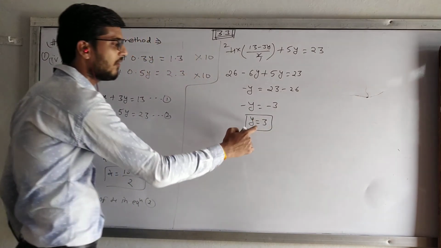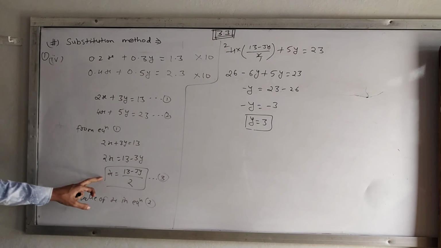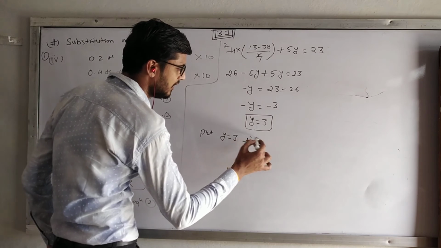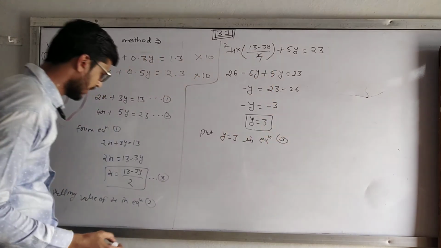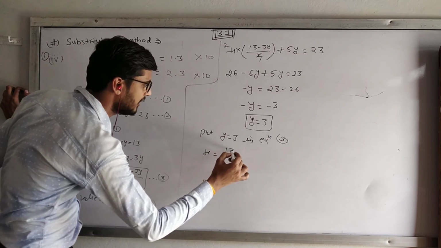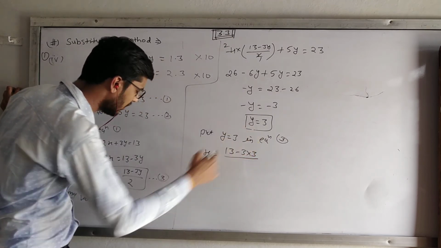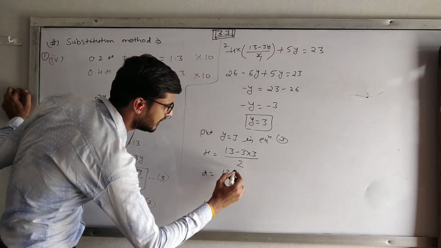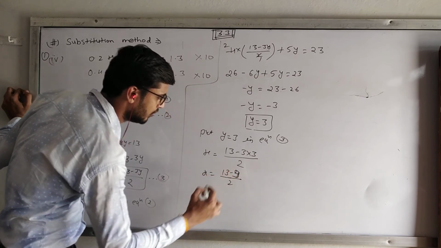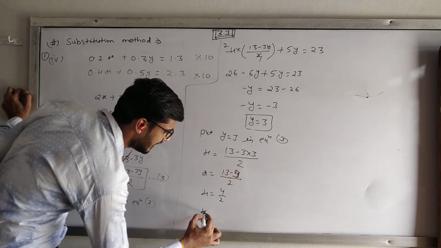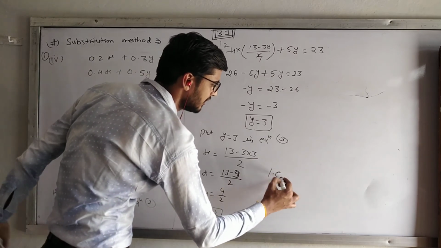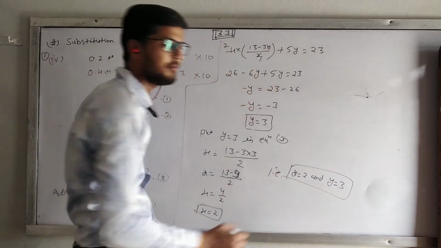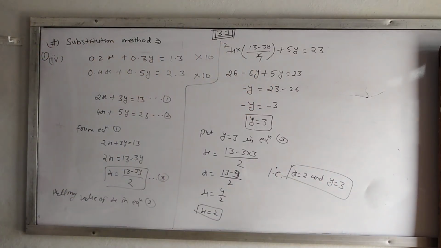So we put this y equals 3 in the third equation, and we get the value of x. So put y equals 3 in the third equation. So x equals (13 minus 3 into 3) upon 2, where the value of y is 3. So x equals (13 minus 9) upon 2. So x equals 4 upon 2, which means x equals 2. That is, x equals 2 and y equals 3 is our solution by using the substitution method. Okay, thank you.